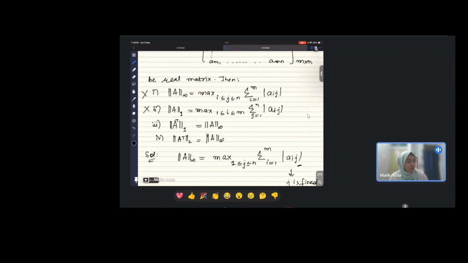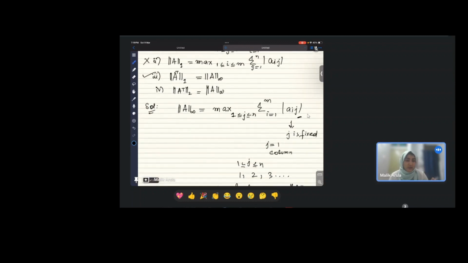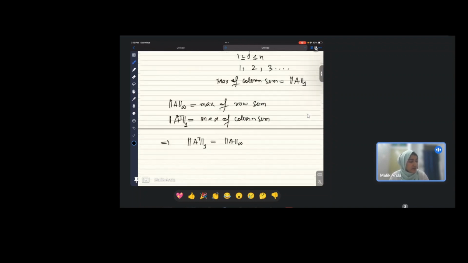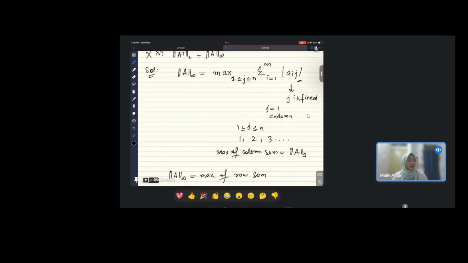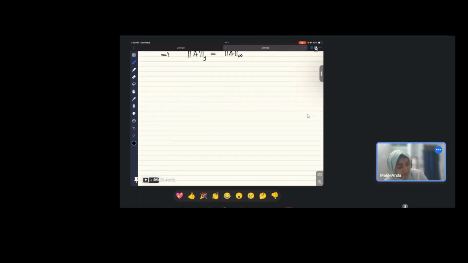If we look at the fourth option, it says that the Euclidean norm or 2 norm of A transpose is equal to the infinity norm of A, which is again incorrect. The 2 norm of A transpose requires us to calculate the eigenvalues, take their root, and the maximum is the 2 norm. But we have seen that the infinity norm is nothing but the maximum of the row sum. So this option is also incorrect. The third option is correct. Understood till here? Yes, ma'am. Okay.